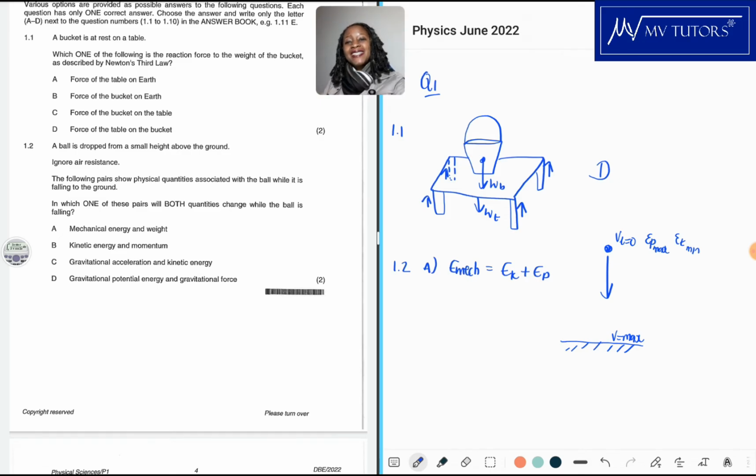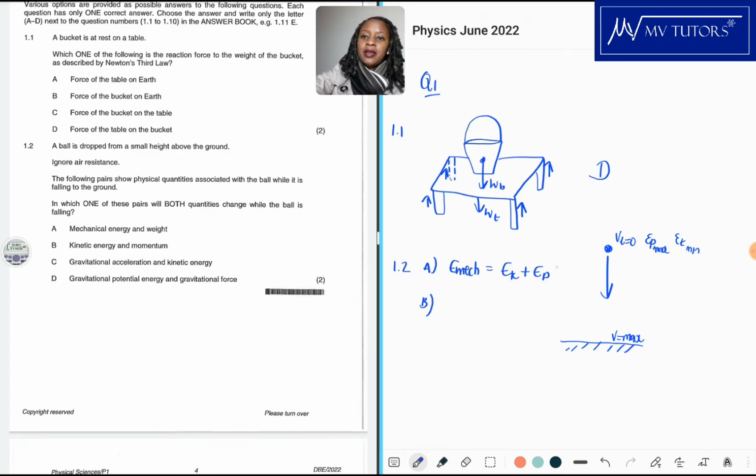So mechanical energy in that case is conserved, so it will be the same. The weight will also be the same because no matter what, you have a constant gravitational acceleration acting on a body. The weight is just the mass times gravitational acceleration, so that will also be constant. So A doesn't count. Then we get to B.